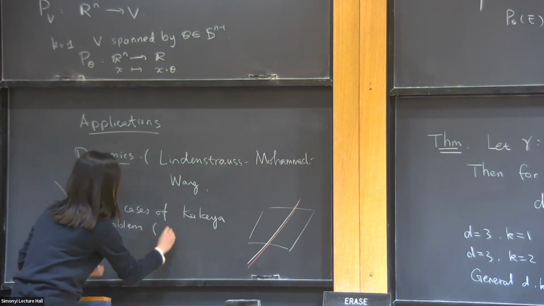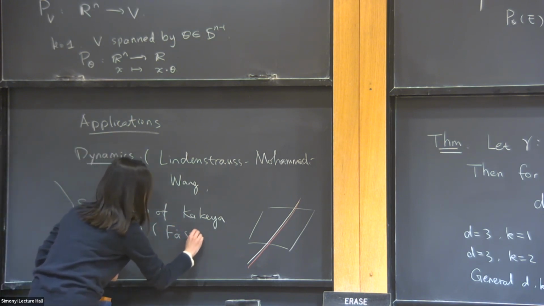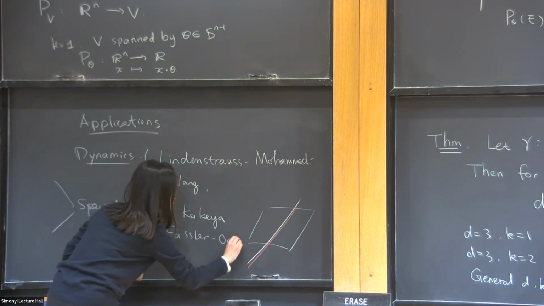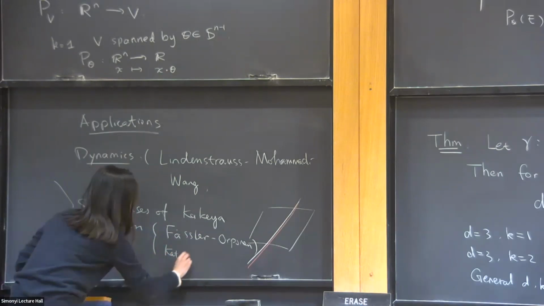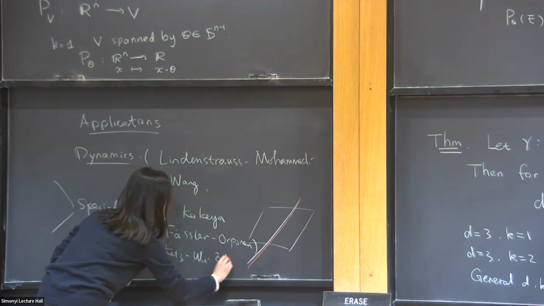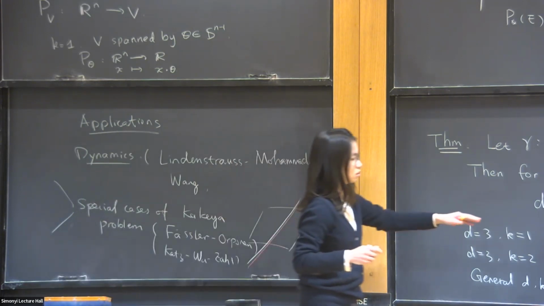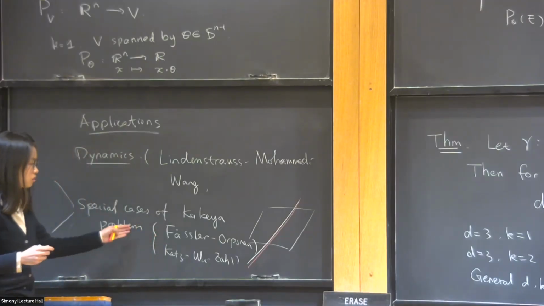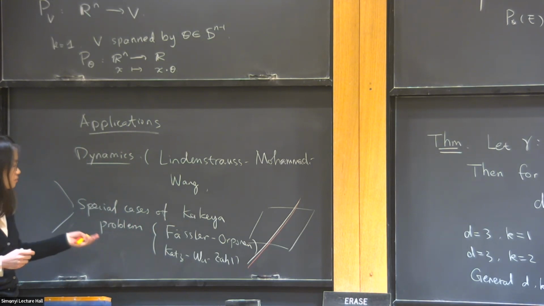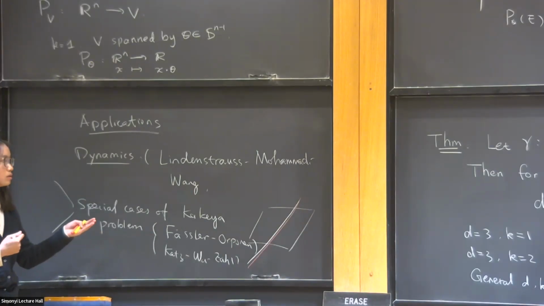And this was the result by Chang, Csörnyei, Héra, and Orponen. Also by Katz and Zahl, who used Wolff's circular Kakeya method, and they also managed to reprove this result. So this is for the so-called SL2 Kakeya. Another special case is about, in three dimensions, yes, in three dimensions, a sticky Kakeya set.